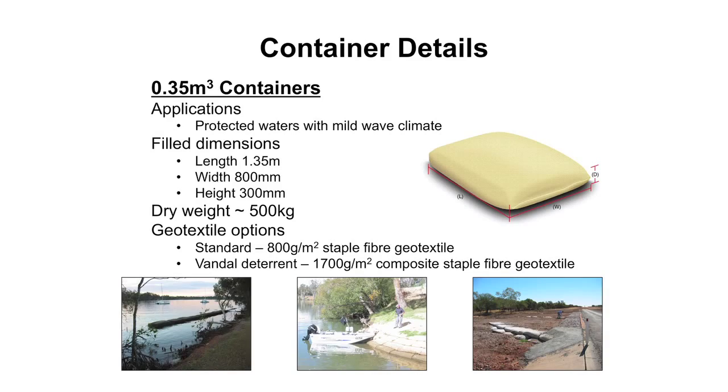From there, we've developed 3 standard size containers. A 0.35 cubic meter container, and that's primarily used in riverbank protections, in protected areas and protected environments where the wave climate is not too big.